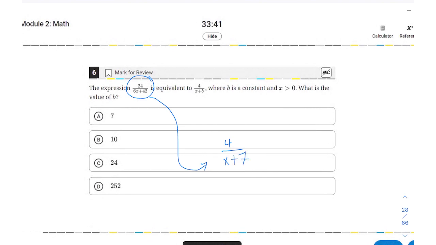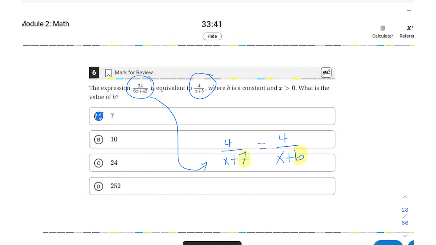7. And now, if they say it's equivalent to 4 over x plus b, all of a sudden these really look very similar. And so hopefully there we can recognize that the 4's are equivalent and the x's are equivalent. And that means that b would have to be equivalent to 7. So our correct answer is going to be answer choice A.